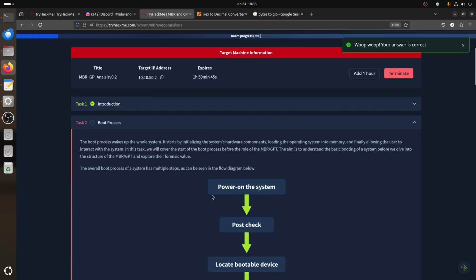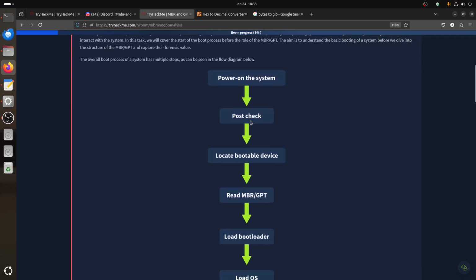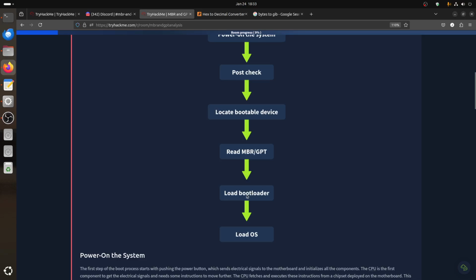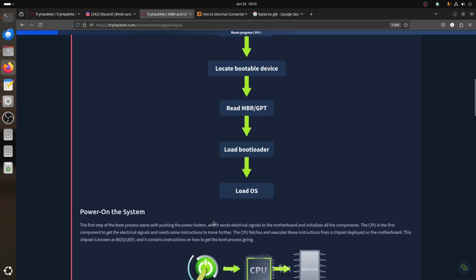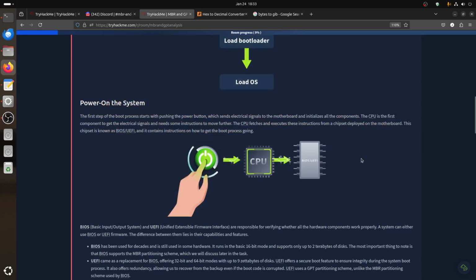Then the boot process: when you power on the computer, the POST check runs, then it locates the boot device, reads and loads the bootloader, and then it tells the partition where the OS is. That's why sometimes it says it didn't find an OS. This is more like CompTIA A+. I think there are other rooms in TryHackMe related to this. So here it explains quickly the power on of the system.